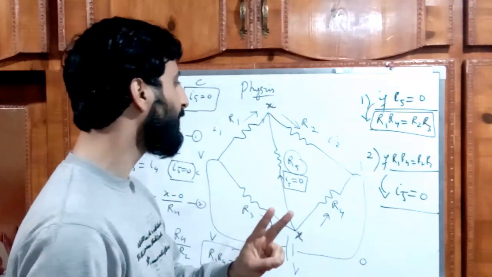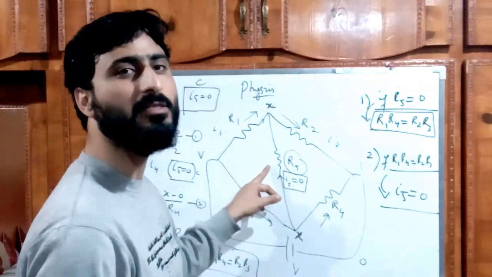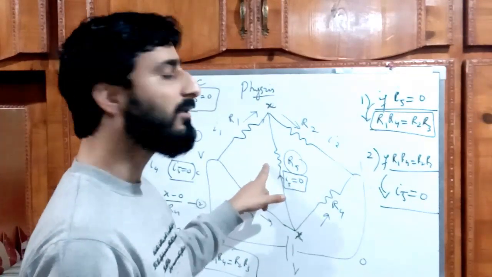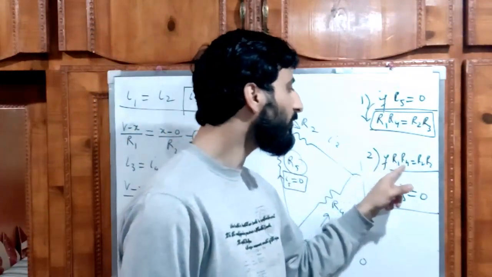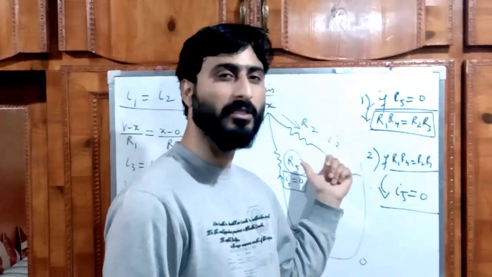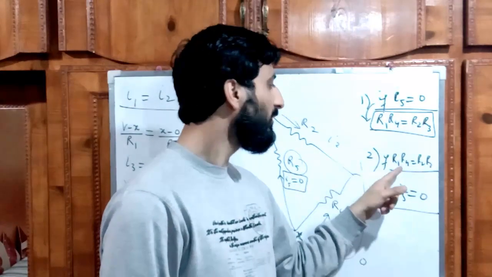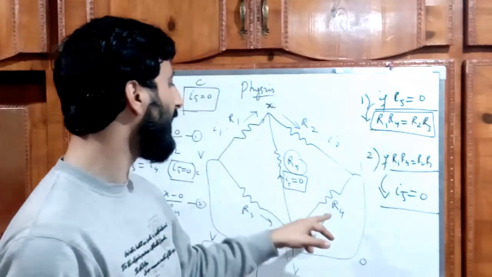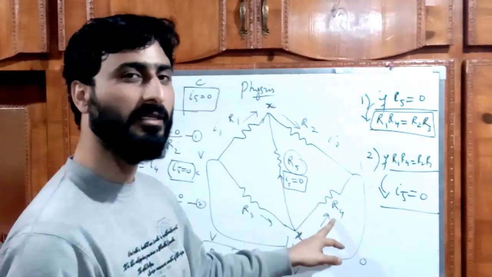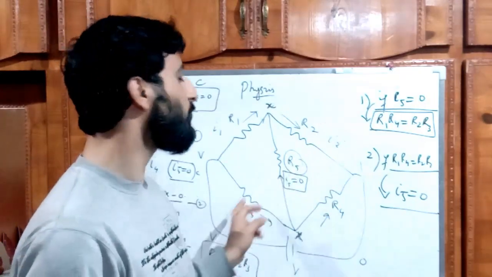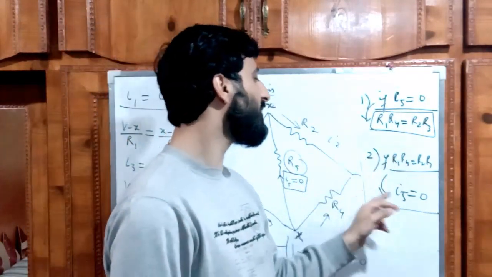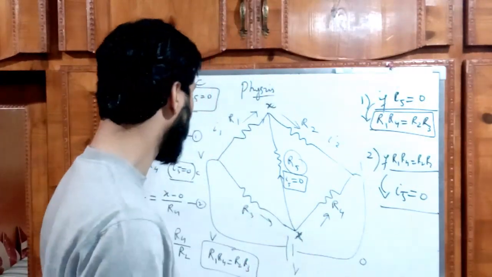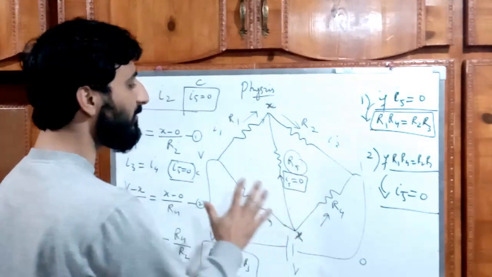Point number 1. Second, if it is not given that the current through this is 0, but we discover that this equation stands true for this circuit, means if we calculate it and we see that the product of these two resistances in the circuit is equal to the product of these two, it will automatically necessitate that the current through I5 will be 0. Very simple. So this is called a Wheatstone bridge.